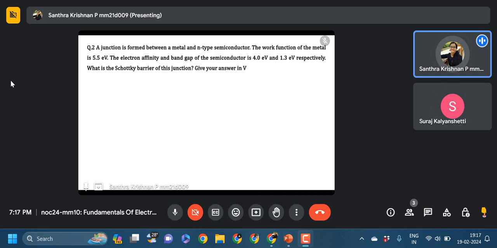No, that is EV0, the built-in potential. Phi m minus phi s is EV0. The Schottky barrier is phi B. So what is the formula for phi B? It is phi m minus psi n. Phi m is 5.5 and psi n is 4.0, correct? So it is 1.5.